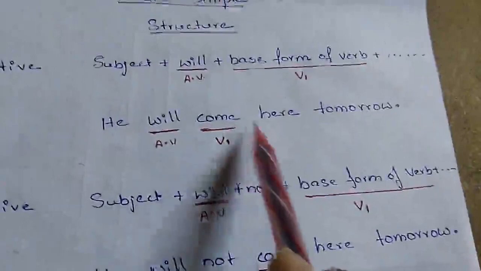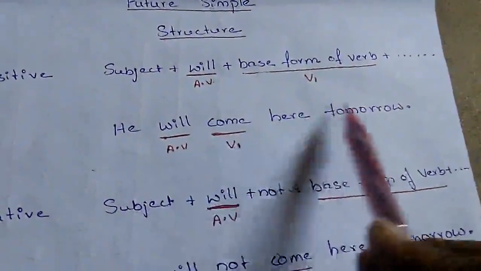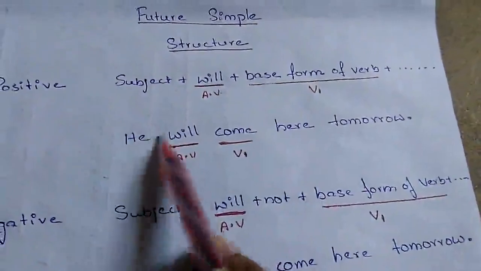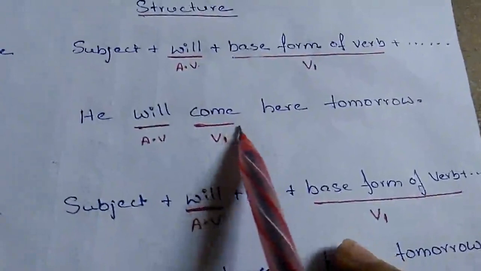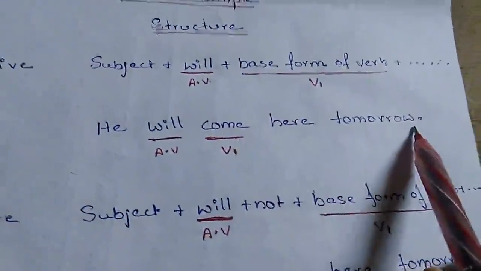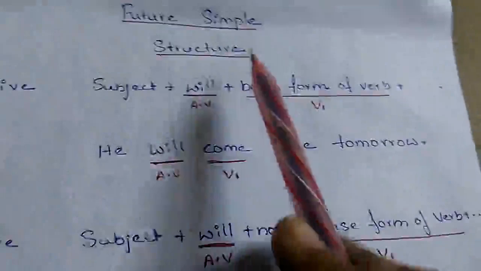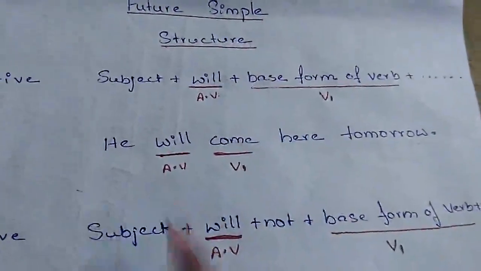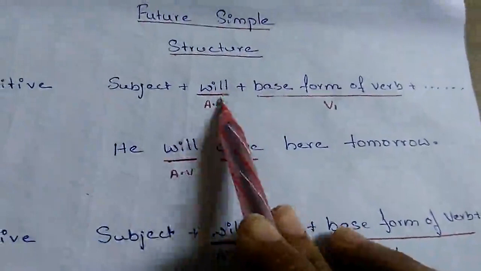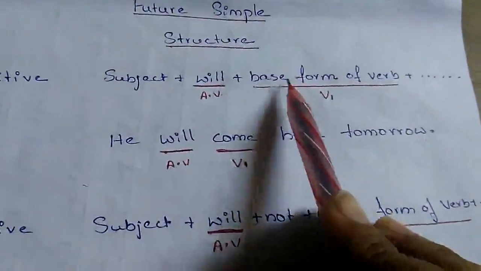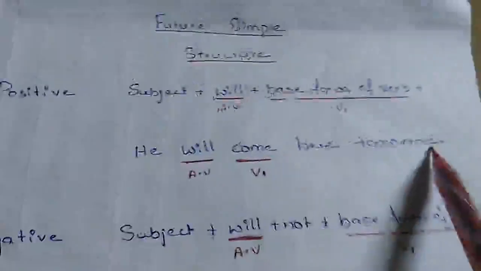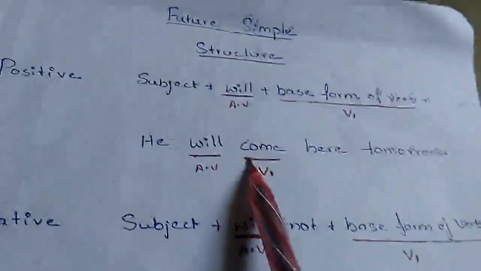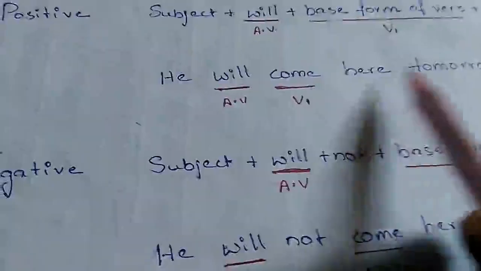He will come here tomorrow. That means subject plus helping verb plus the base form, that is V1 form of the verb, plus the rest of the sentence. So to construct a simple future tense, what we need is subject plus the helping verb will plus the base form of the verb, that is V1 form, plus the rest of the sentence. Will is the helping verb, come is the main verb. He will come here tomorrow.